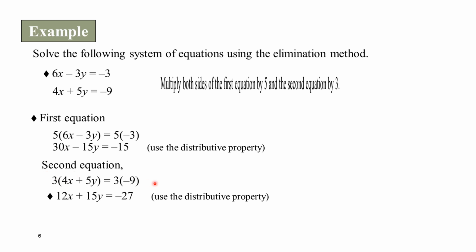For our second equation, we multiply it by 3. So we get 12x plus 15y equals 27, again by using the distributive property.